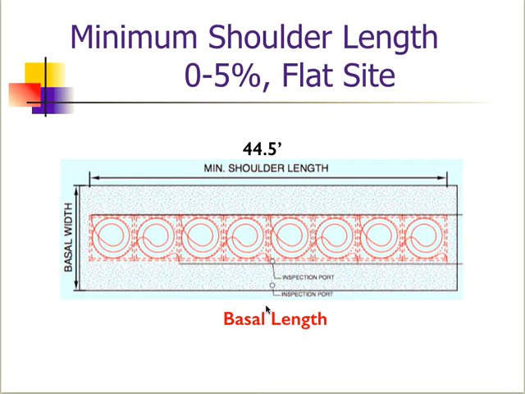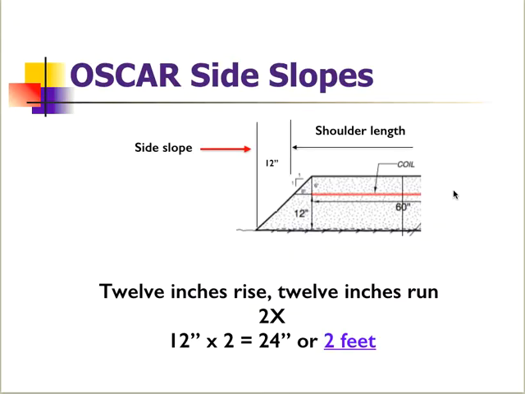So we're missing one factor or component, and that is going to be this additional space here for our side slopes. We're going to have one on each end. So looking at a cross section of the Oscar, here's our coil, and this is our 6-inch shoulder setback. And because we're 12 inches tall and we're using a 1-to-1 slope, that means our side slope has to be a minimum of 12 inches. And we're going to have this same side slope on either end.